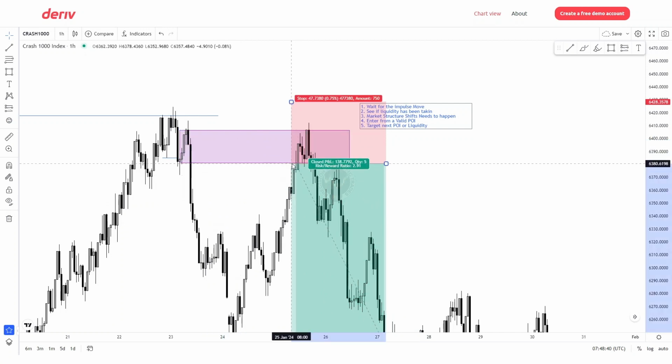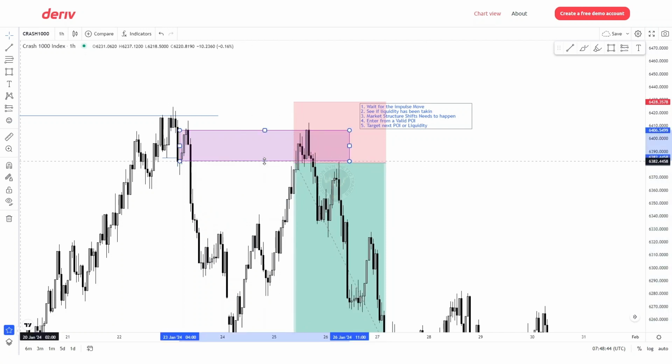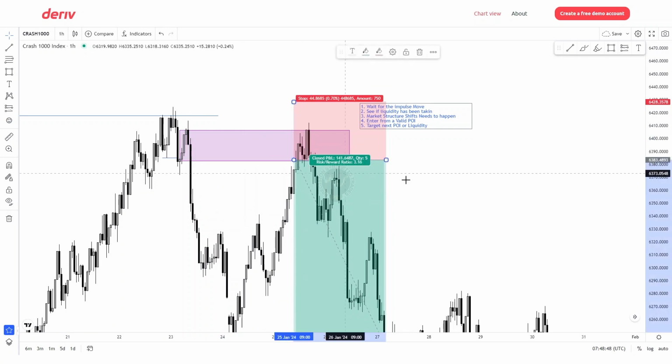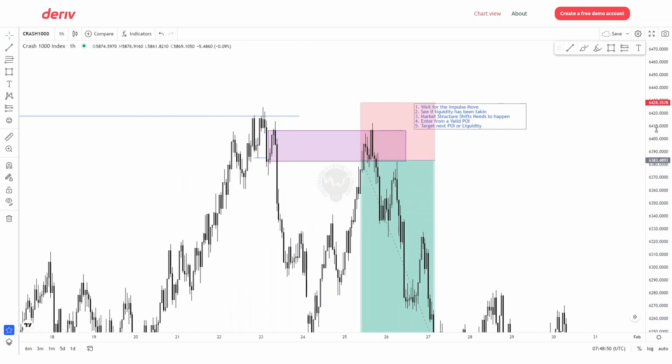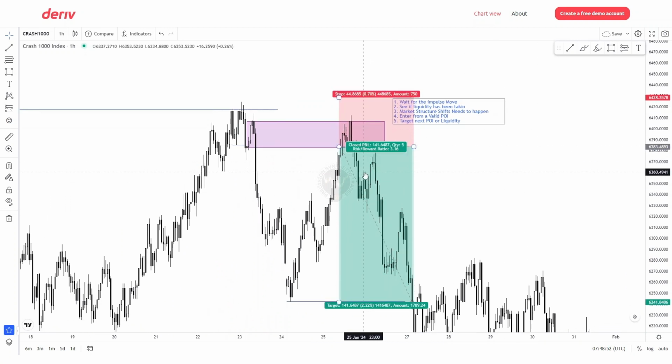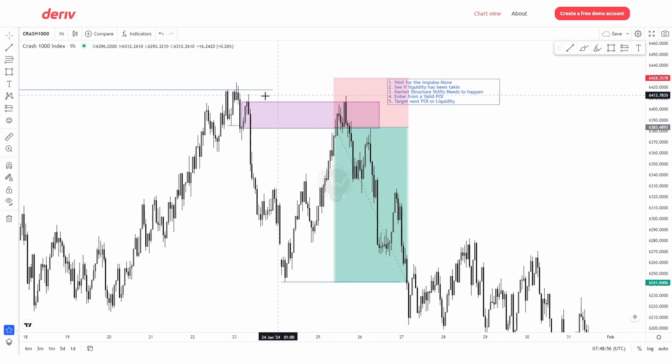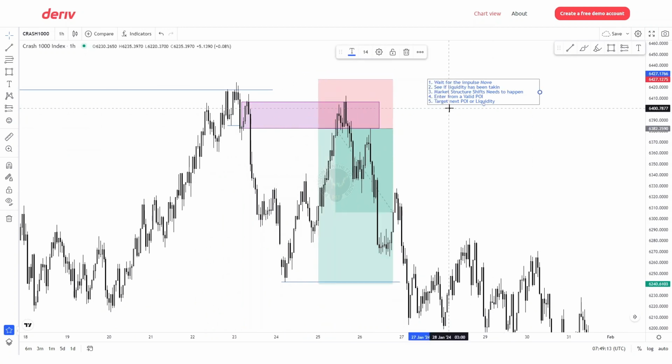Then literally, let me just do that. There we go. You got a 3.2 risk to reward trade. So from a 1.7 to a 3.1 risk to reward trade, that's not bad at all. It's one of the strategies I find the most success with.